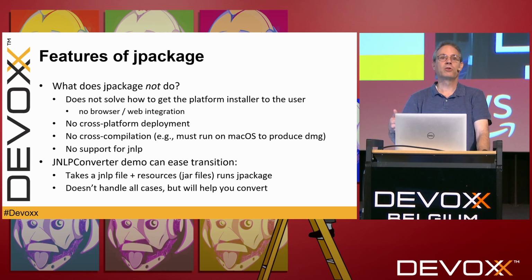Also, as I mentioned earlier, you have to have the third-party tools or the developer tools installed on your machine. Because we use those native developer tools, you have to have a Mac to build a DMG and so on. And there's no support for JNLP files if you were used to doing that, although we are going to provide a sample or demo program called JNLP Converter that will help you do that.